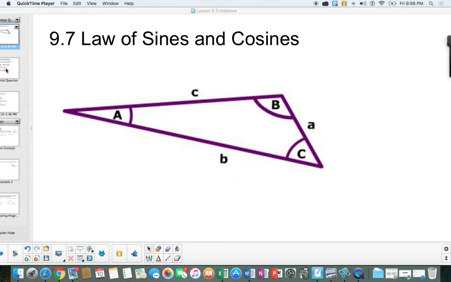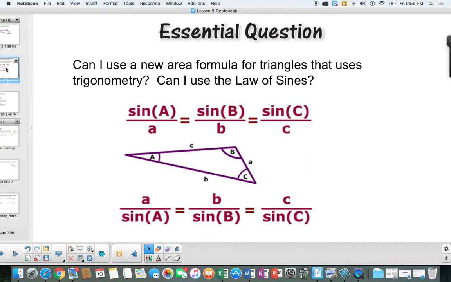9.7, Law of Sines and Law of Cosines. Essential question: can I use a new area formula for triangles that uses trigonometry? Can I use the law of sines?